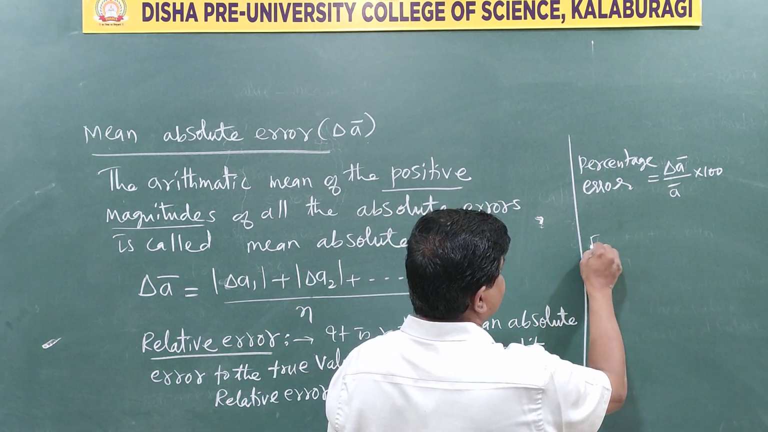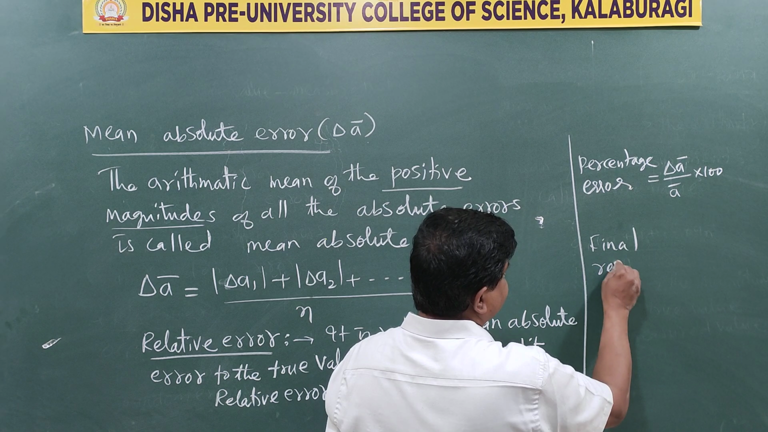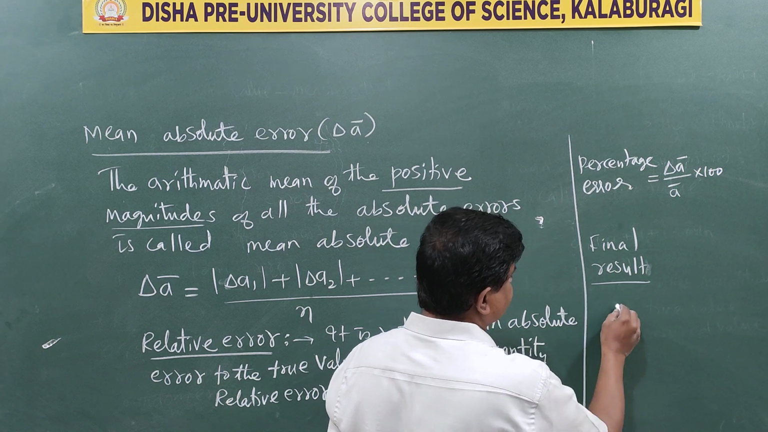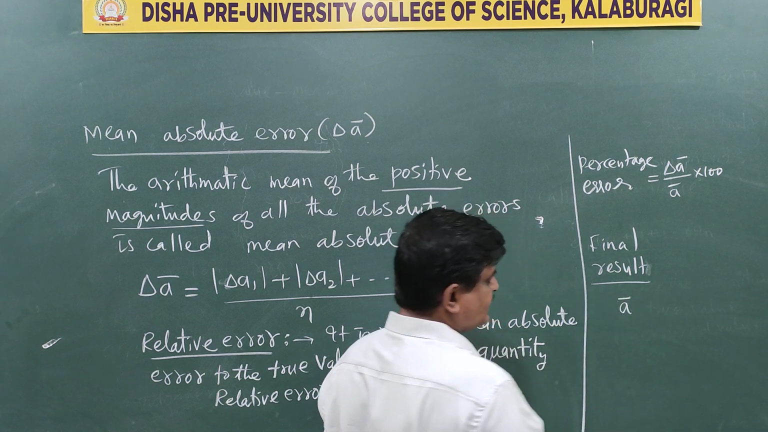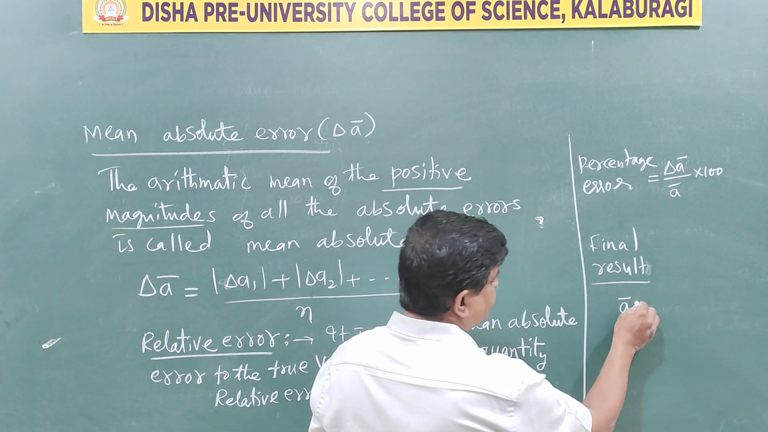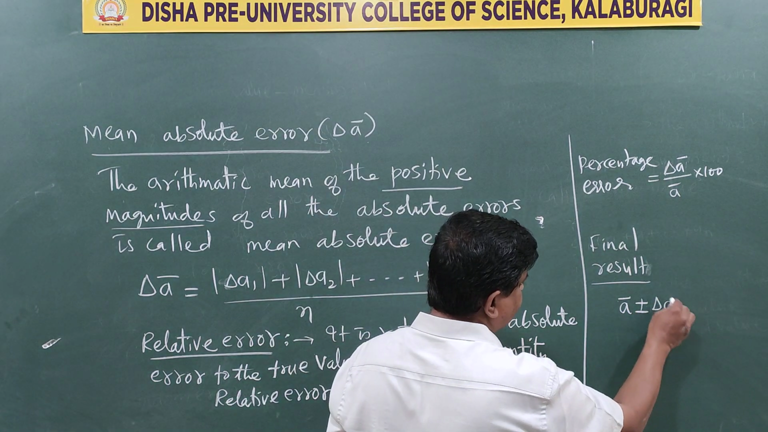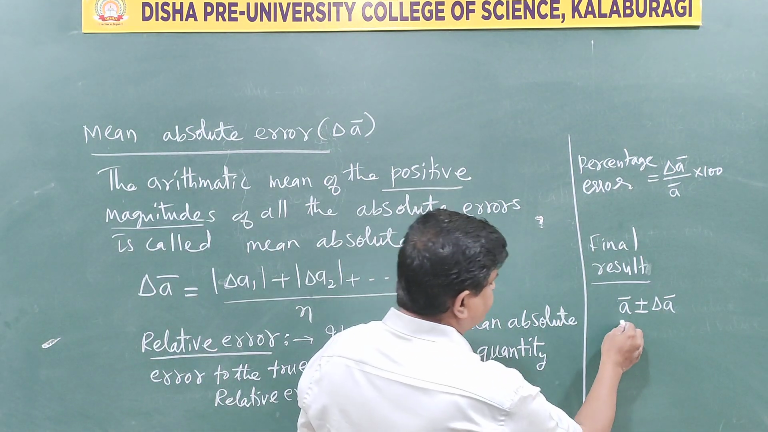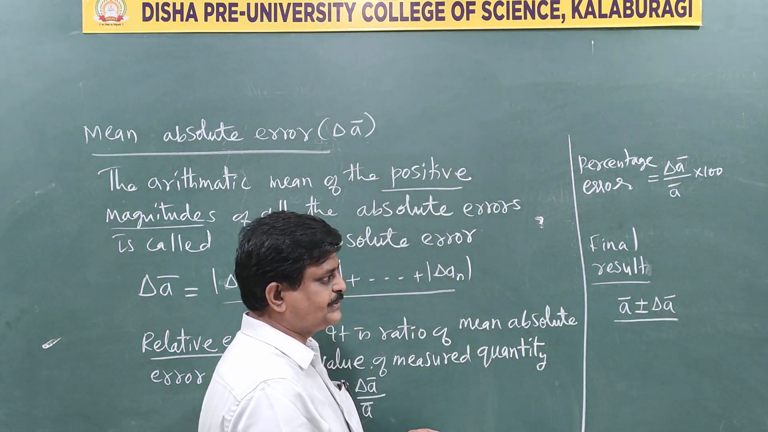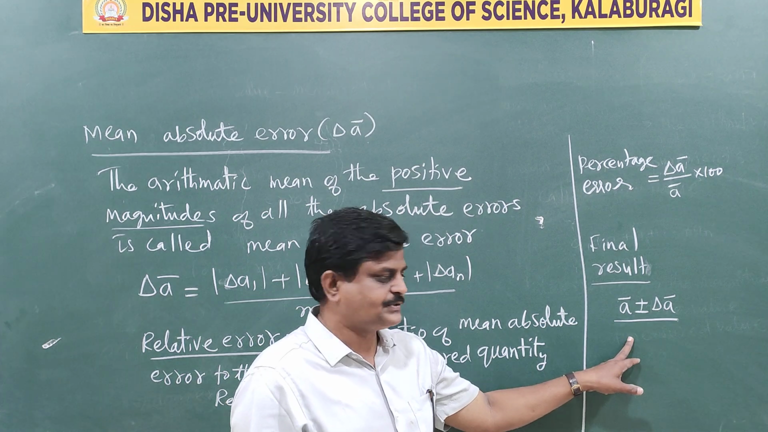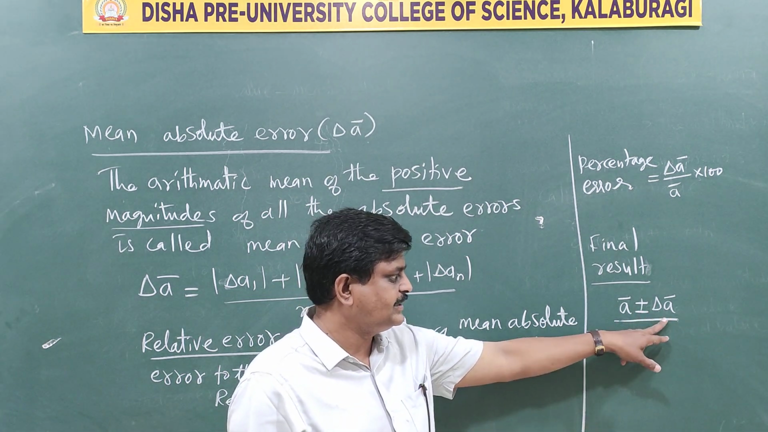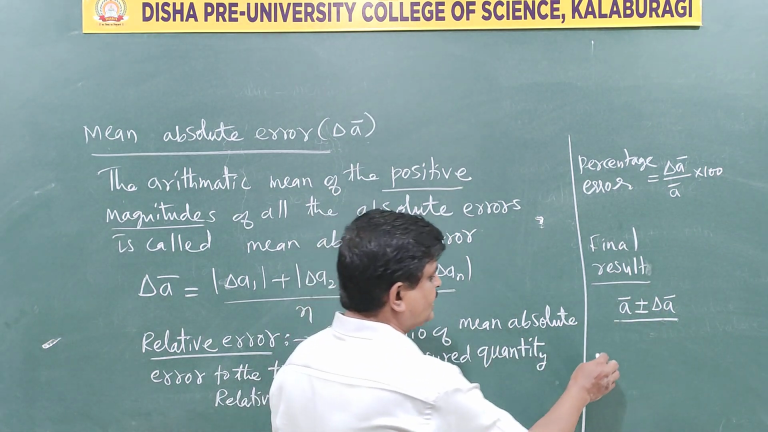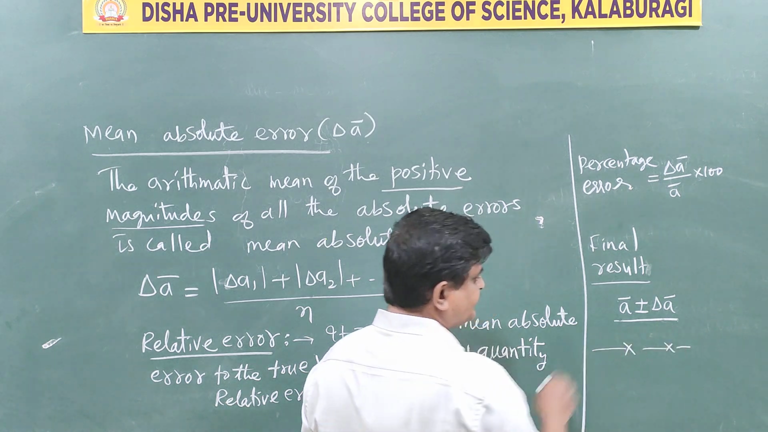How to express the final result for a measured quantity? The final result will include A bar, the true value, plus or minus delta A bar, the mean absolute error. So this is how you can finalize the result. The final result should have two values: the true value and the plus or minus mean absolute error. This is how you can summarize the concept of error.